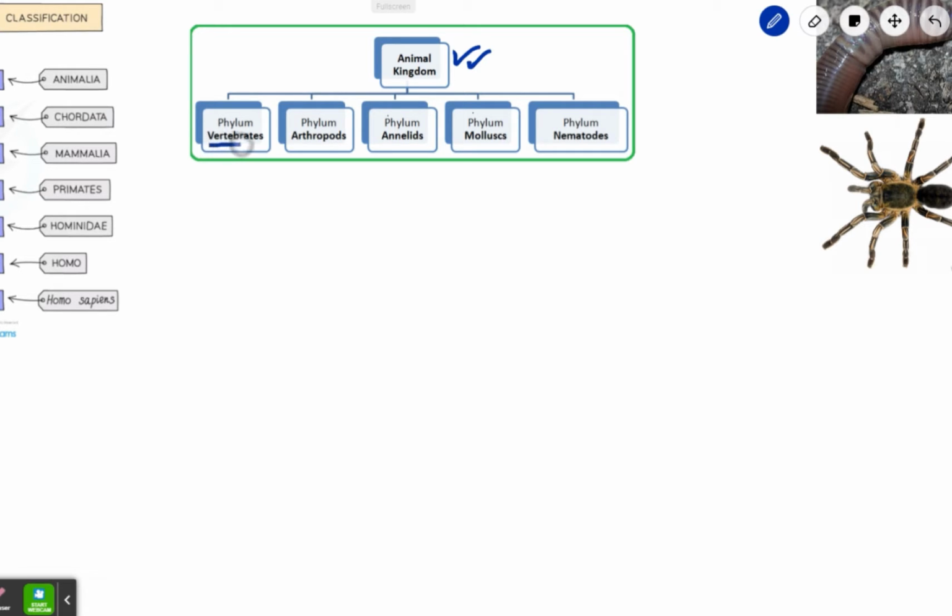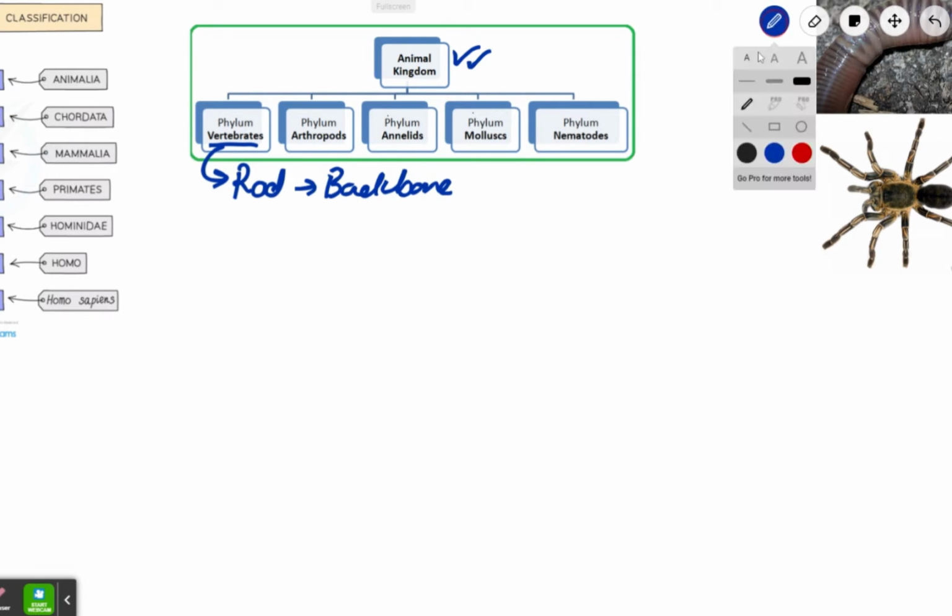So over here, phylum vertebrates. I told you that in biology, if you know the meaning of the word, the thing's going to become easier for you. So phylum vertebrae, the word vertebrae means that the organisms in this phylum will have a rod-like structure, which is called a backbone. So that's why they are called phylum vertebrae.